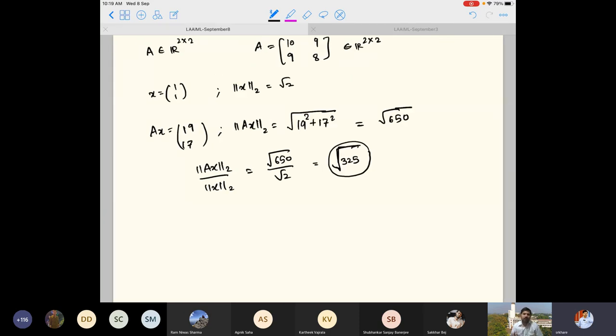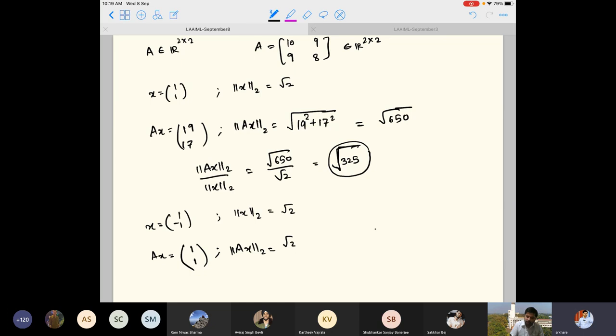So I hope this exercise is clear. You understand this. So what was the other vector here which was shrinking really very much? Which vector was shrinking very much? Do you remember? That was 1, minus 1. So if you take x equal to 1, minus 1, then what happens? What is the norm of x? It's root 2. And what is Ax basically? 10 minus 9 is 1, 9 minus 8 is 1. So the norm of Ax is also root 2.